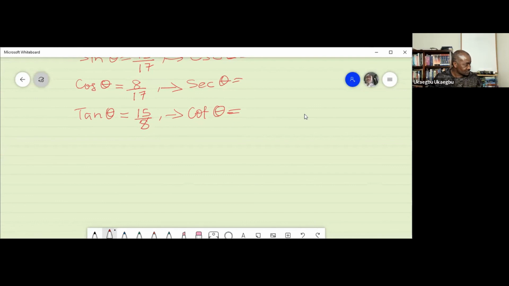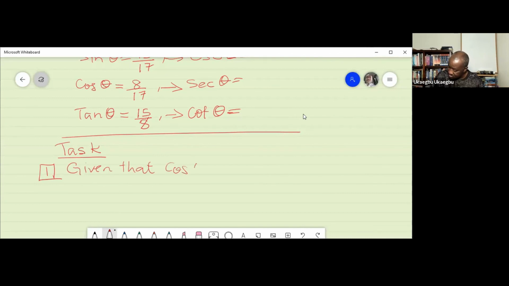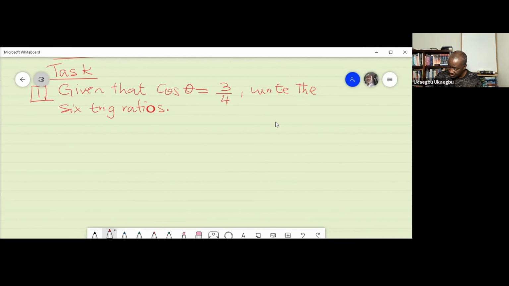So the questions are going to be, this is the task. Question number 1 says, given that cos theta is 3/4, write the 6 trig ratios. That's question number 1.